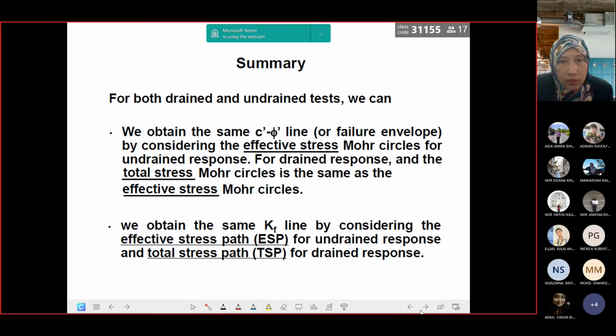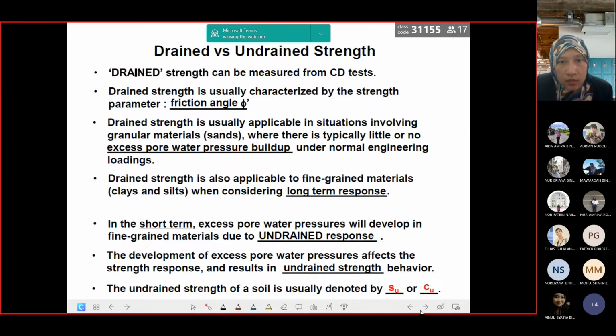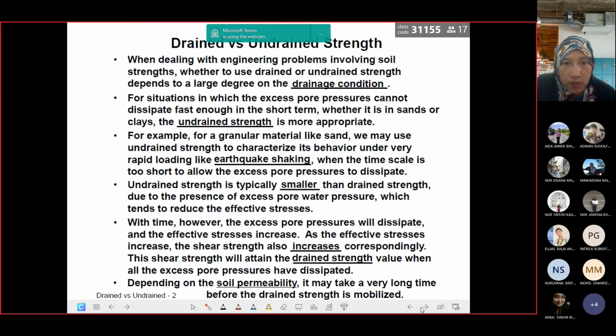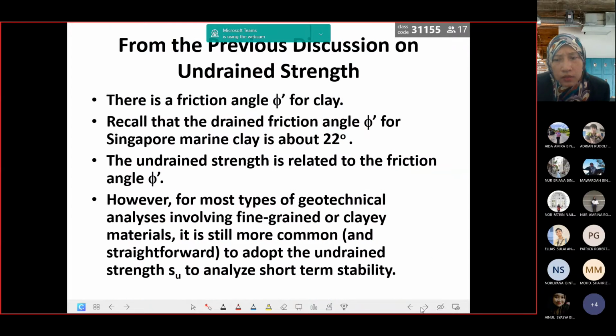Okay, this is the summary for what we have learned just now. So drained and undrained conditions, I'll leave it for you to read by yourself, where the conditions that we can apply as a drained strength ataupun condition mana kita boleh apply sebagai undrained strength. This is another example.